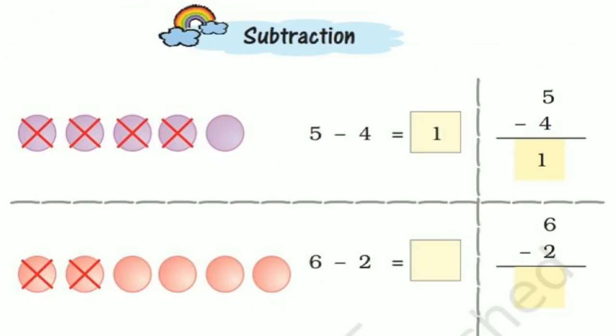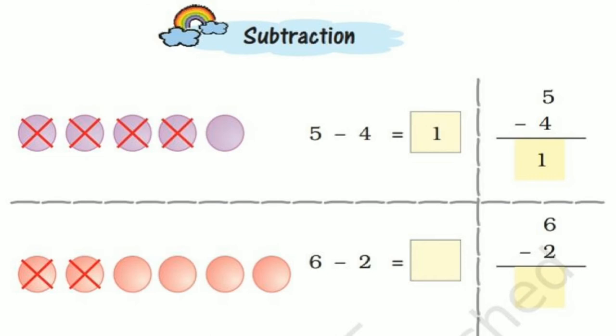Next, children, here you can see some purple colored balls. Total how many balls are there? 1, 2, 3, 4, 5. There are 5 balls. 4 balls are crossed, isn't it? So if we take away 4 balls from 5 balls, how many balls will be remaining? 1, isn't it? 5 minus 4 is equal to 1.